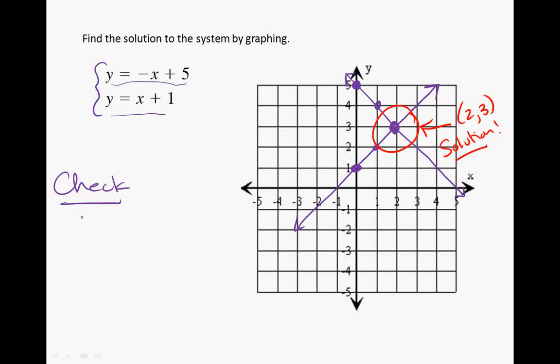All right, so in the first equation, that would be 3 equals negative 2 plus 5. Well, negative 2 plus 5 does in fact equal 3, so it works. But you have to check it for the other one too. So does 3 equal 2 plus 1? 2 plus 1 is 3? Sure does. So they check.